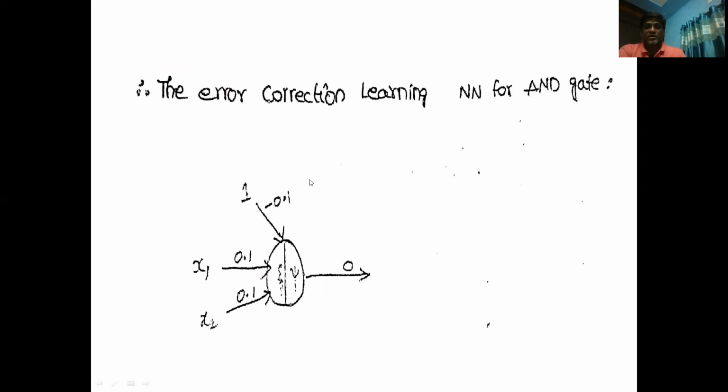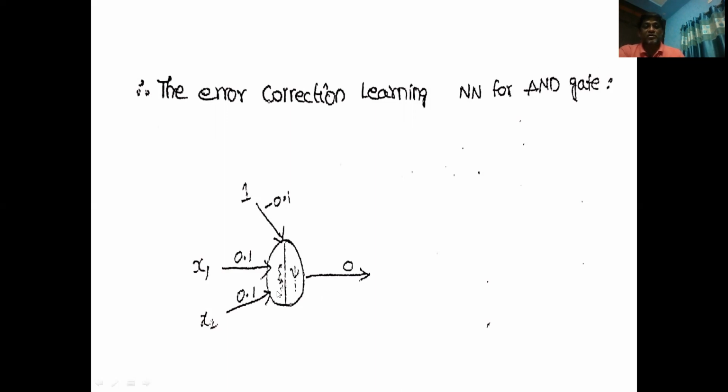Now the final neural network that is designed using error correction learning rule can be shown like this in a diagrammatic representation. This shows the neuron. X1 is the first input, X2 is the second input. The final weights we got in epoch number 5 are W1 is 0.1, W2 is 0.1, and bias is minus 0.1. And this O represents the output, the actual output from this neuron. Summation indicates how you are going to calculate the output of the neuron, and this shows the activation function.